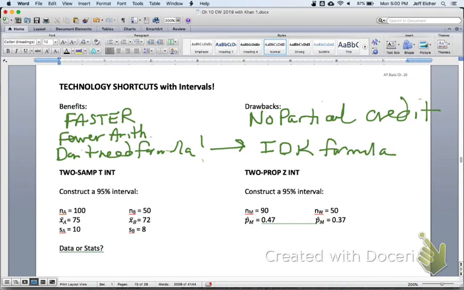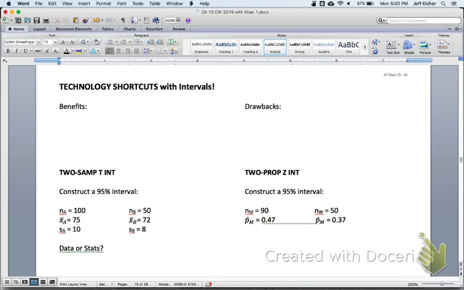I have two of them I want to show you, the 2 sample t interval, which is the new one today, and then a 2 prop z interval, prop for proportion, which is one that we did last week. So let's check these out. Scroll down.